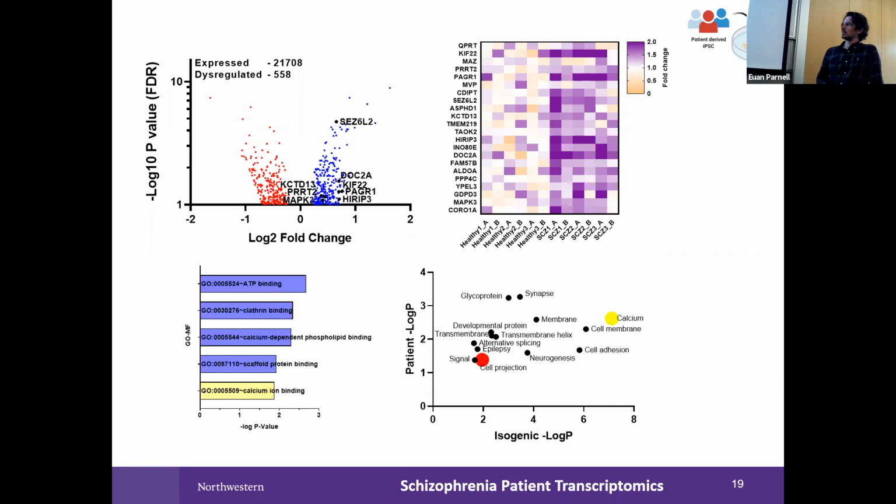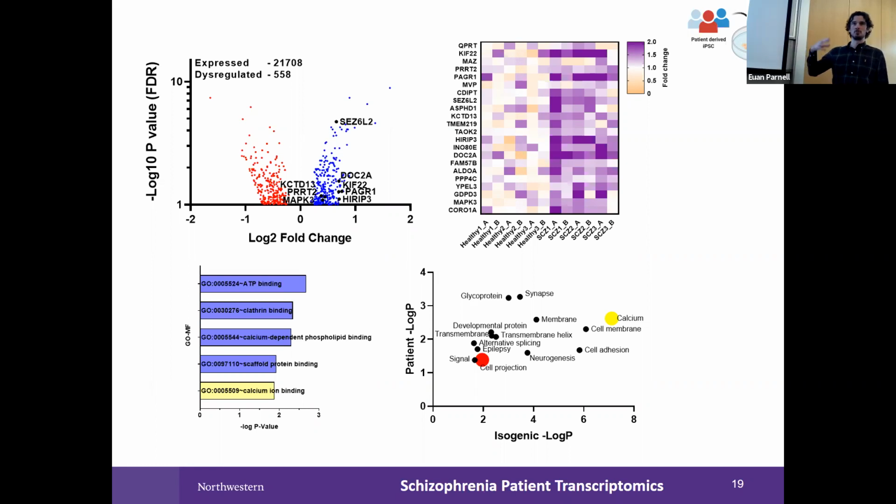And we're really excited to see calcium ion binding, in addition to calcium-dependent phospholipid binding, to be significantly altered. So it seems that this was the only GO term that was altered in terms of molecular function, suggesting that calcium signaling is a really important factor in how 16p duplication brings about changes in our neurons. And I've also highlighted cell projection.